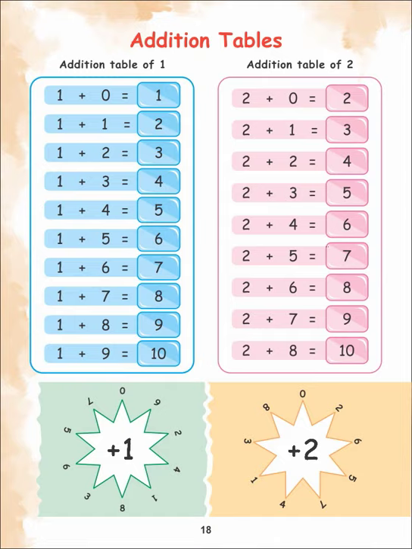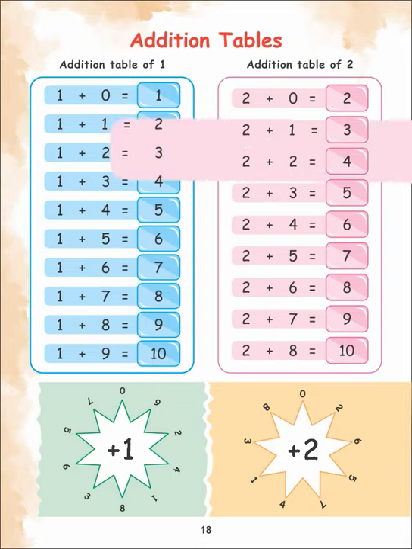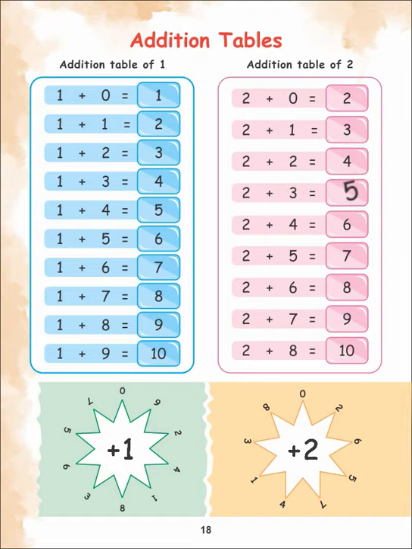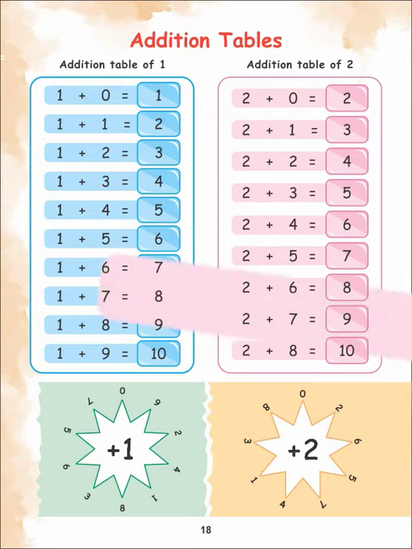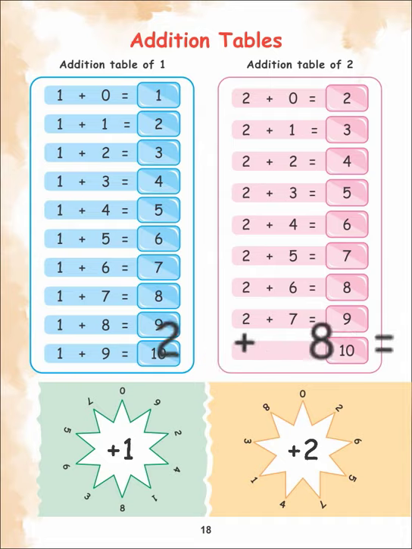Addition table of 2. 2 plus 0, 2. 2 plus 1, 3. 2 plus 2, 4. 2 plus 3, 5. 2 plus 4, 6. 2 plus 5, 7. 2 plus 6, 8. 2 plus 7, 9. 2 plus 8, 10.